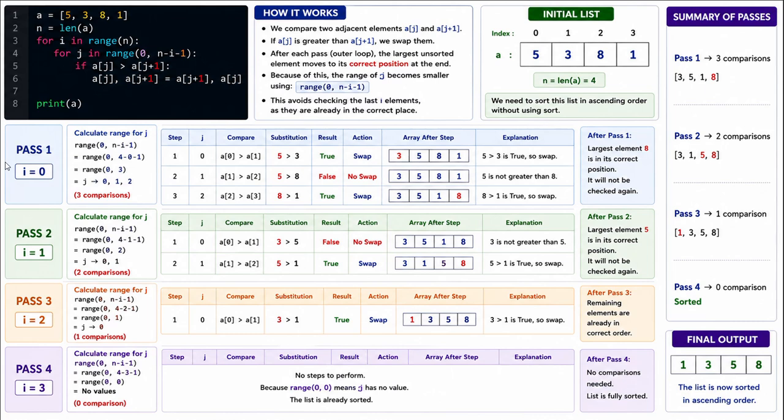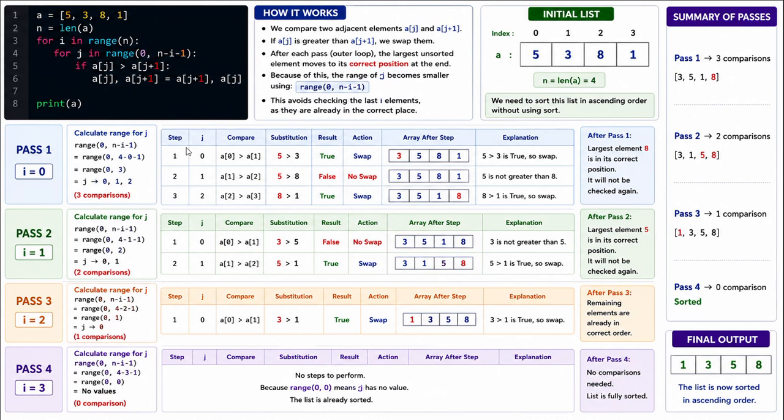Here pass 1, i equal to 0. In the iterations we have 0, 1, 2, 3. Range of 0 comma n minus i minus 1. What is n here? 4, right? Now 4 minus what is i here? 0. 0 minus 1, so 4 minus 1 is 3. Now what is the range of j? 0, 1, 2. Here there are 3 comparisons.